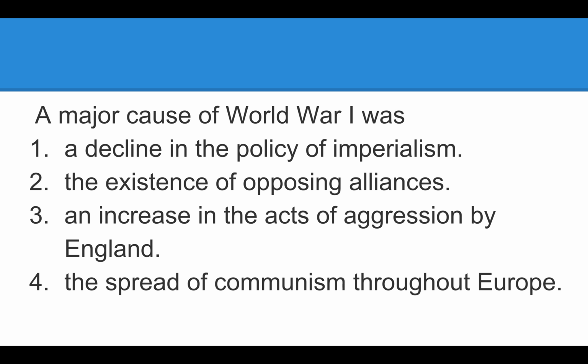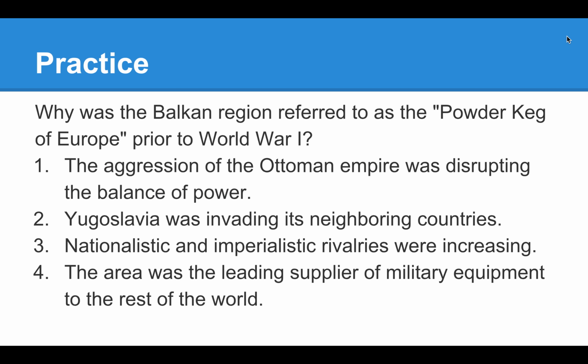They're trying to trick you here, so read carefully. Of course, it's two. The Balkan region was referred to as the powder keg of Europe before World War I because the aggression of the Ottoman Empire was disrupting the balance of power, because Yugoslavia was invading its neighboring countries, because nationalistic and imperialistic rivalries were increasing, or because the area was the leading supplier of military equipment for the rest of the world. Always go with the four main causes, and this has two of them.